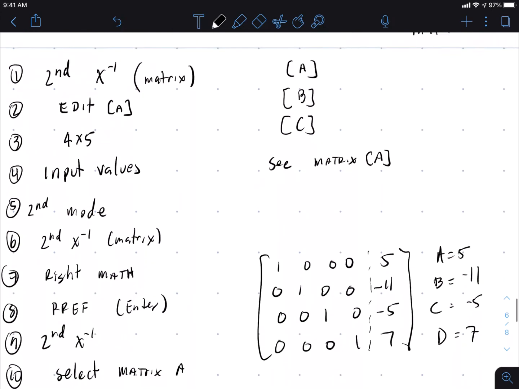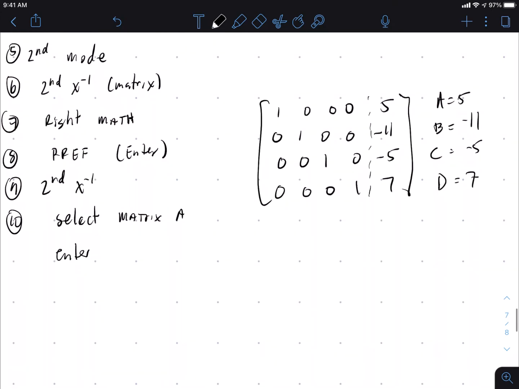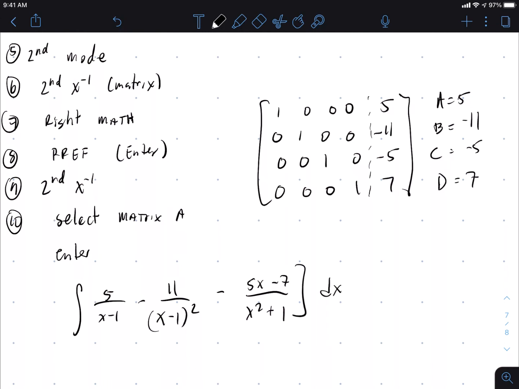And so now remember the integral that we had is going to be the integral of 5 over x minus 1 plus, or we can say minus, because now we have minus 11 over x minus 1 squared. If I do a minus here, I'm going to get 5x, and then these have to switch signs. I believe that's plus 1, dx. And that's the matrix that we're given.